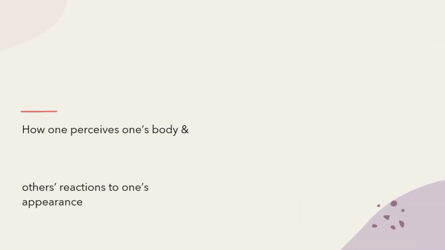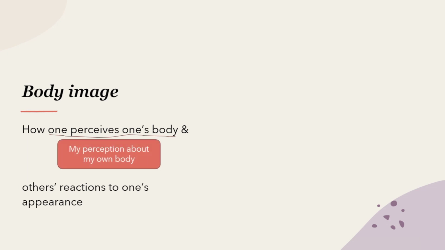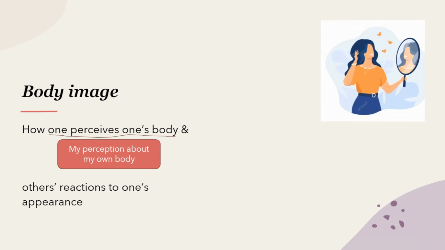Next is body image. King defines body image as how one perceives one's body and others' reactions to one's appearance. Here are two things. First is how one perceives one's body. How do I think I look? What is my perception about my own body? I may think myself as a healthy woman, looking quite okay and even beautiful.